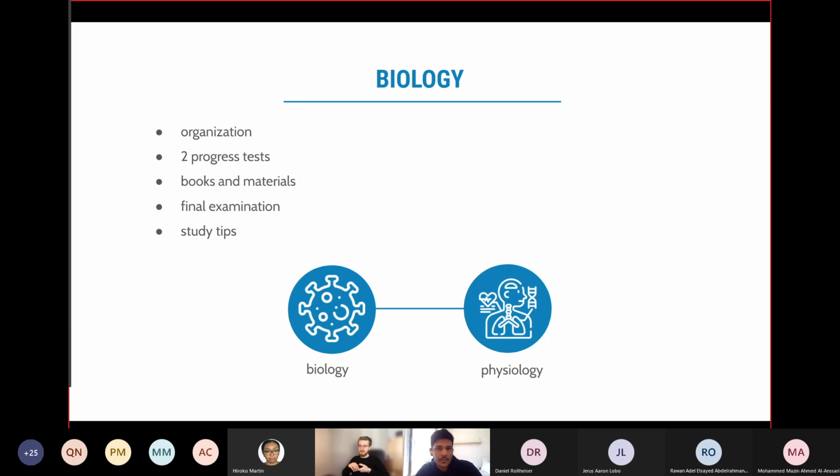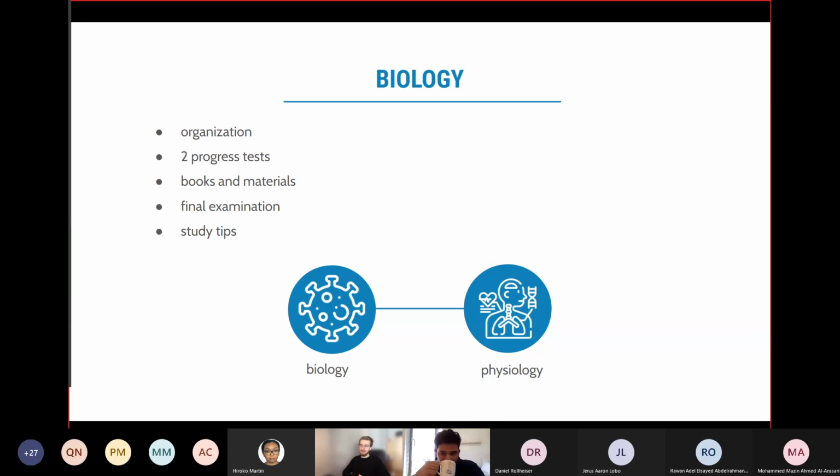You will have 2 progress tests. You need a total of 24 points on the 2 progress tests in order to get the credit. If that is not the case, you can either take individual progress tests or you can take the credit exam. Again, same as last semester. And yes, the final examination.